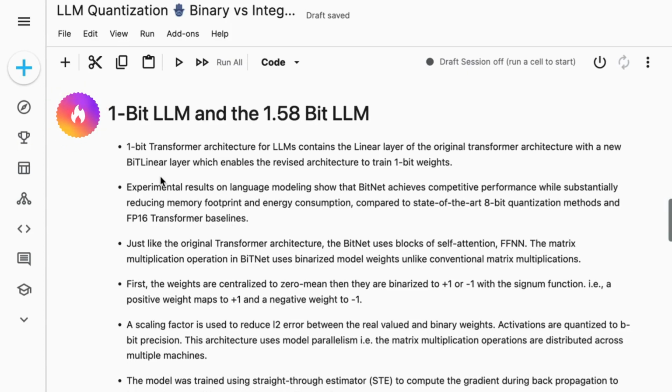Okay, first, the weights in this BitNet layer are centralized to zero mean, and then binarized to +1 or -1, so that the positive weights get +1 and the negative weights get -1. Okay, and then we have the scaling factor.